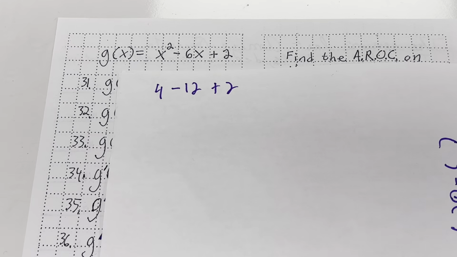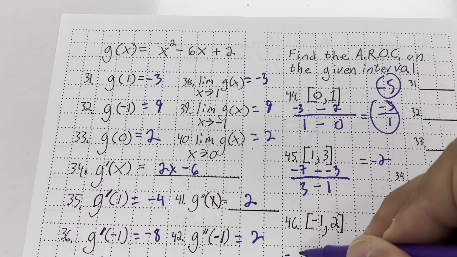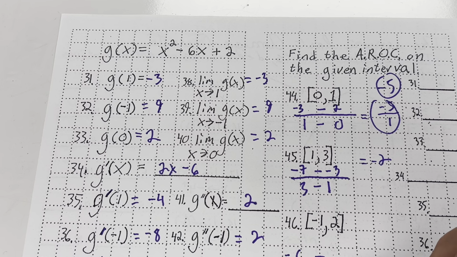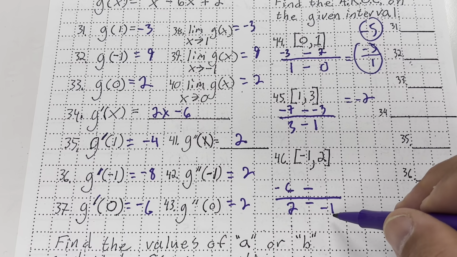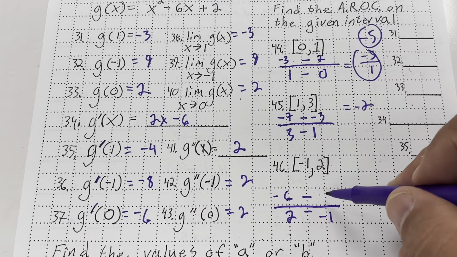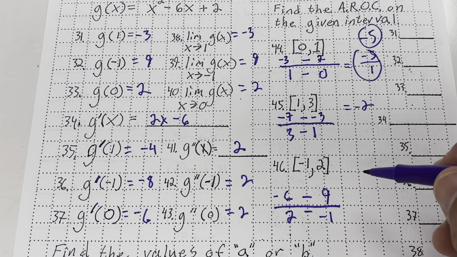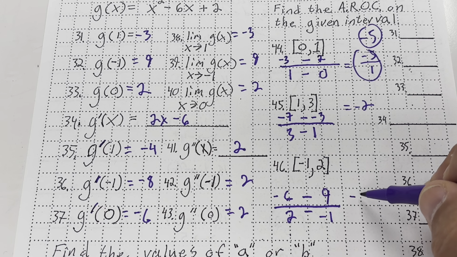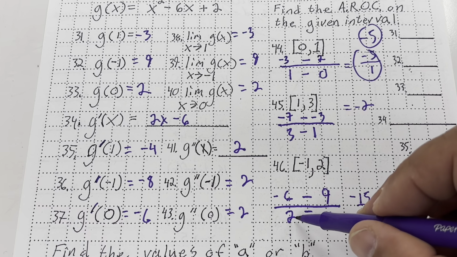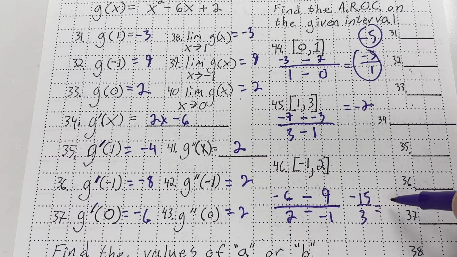and that gives us negative 6. Now when I plug in negative 1, we already plugged in negative 1. That would be 9. So negative 6 minus 9 is negative 15, over 2 minus 1 is 3. And that would equal negative 5.